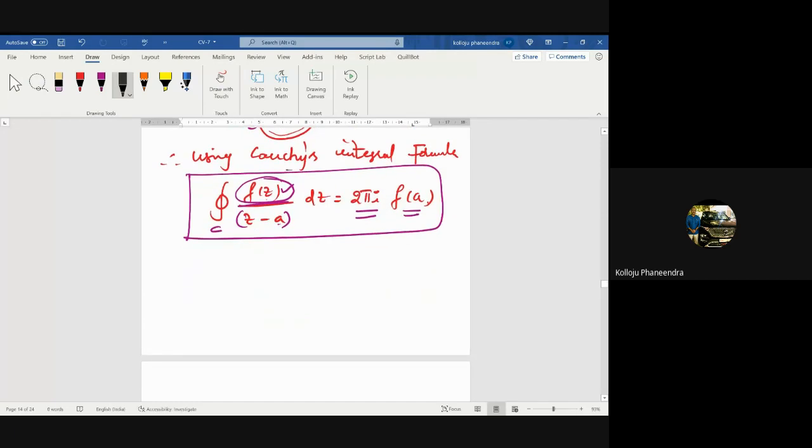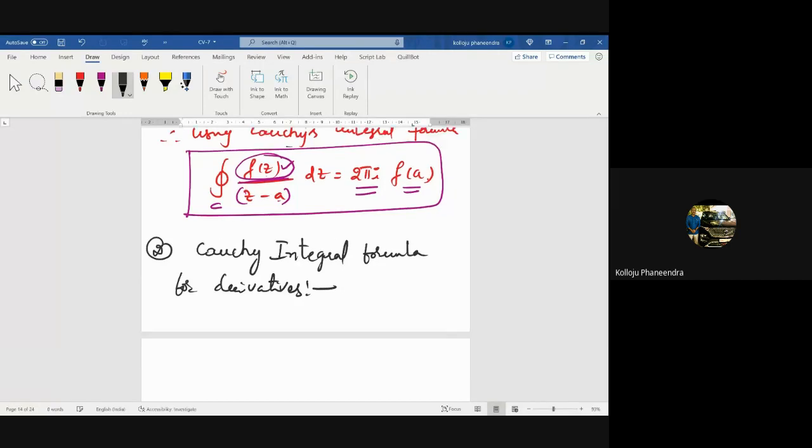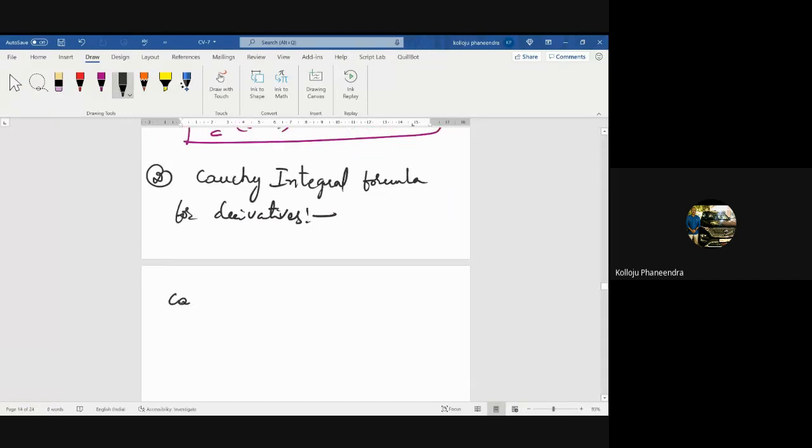Now, let me show the Cauchy integral formula for derivatives. This is also very important. Cauchy integral formula for derivatives. Now, what is the Cauchy integral formula? First try.